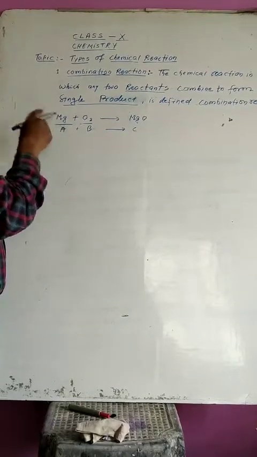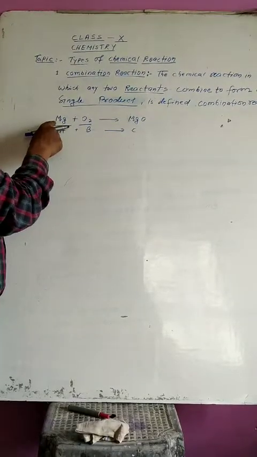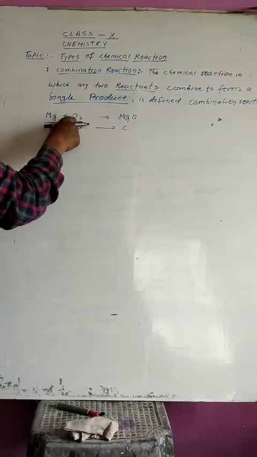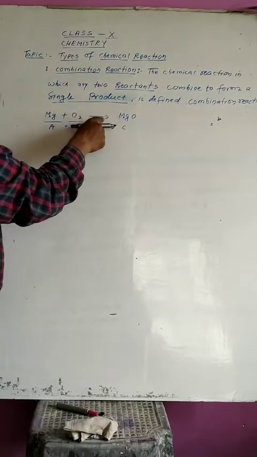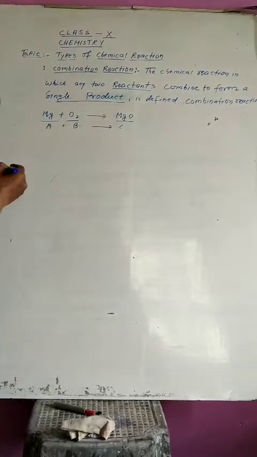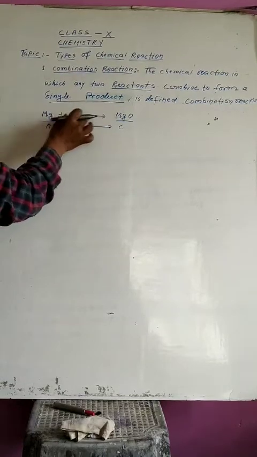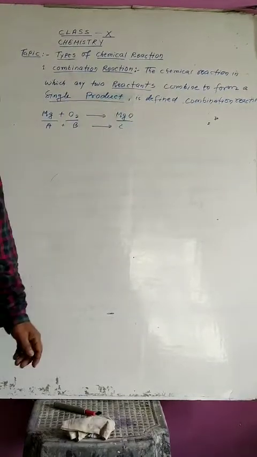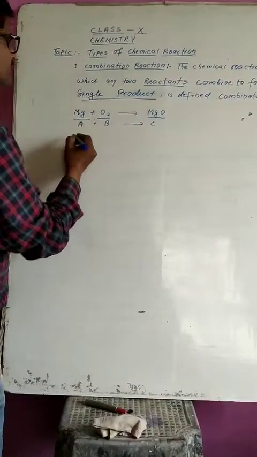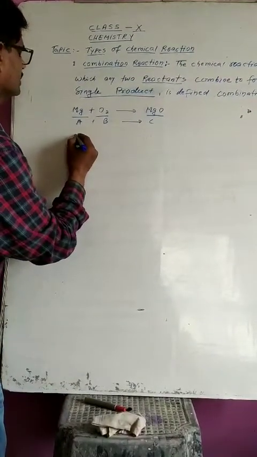This may be written as: magnesium burns in the air, Mg and O2 combine to form a single compound MgO. These two substances combine to form a single substance. This is considered the combination reaction. There may be another example too.